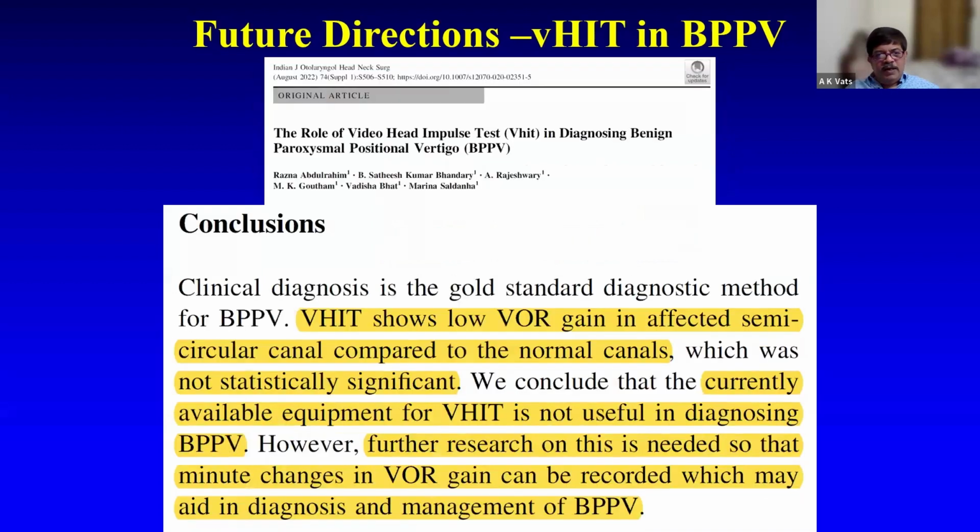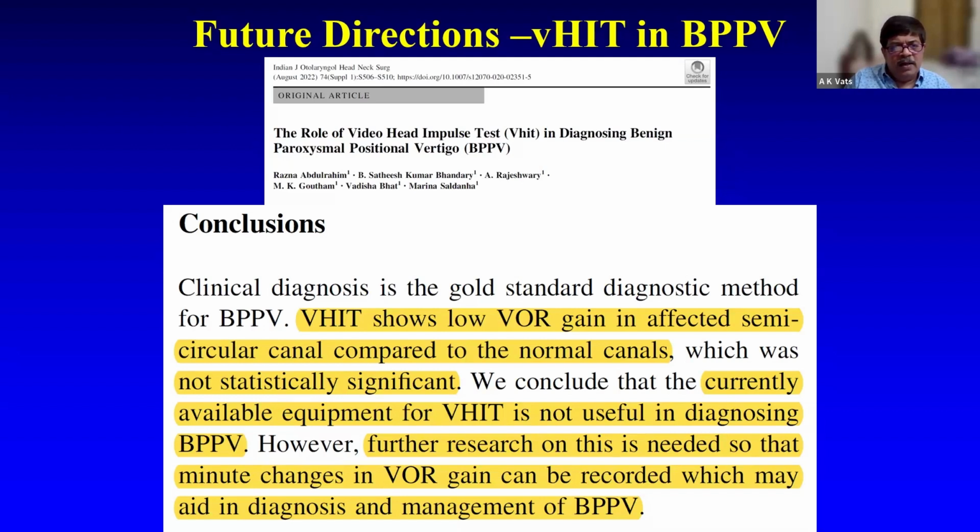However, our own Indian study from South India, Bangalore, by Razana Abdul Rahim, says that V-HIT shows low VOR gain in affected semicircular canals compared to the normal canals, and it is not statistically significant. We conclude that currently available equipment for V-HIT, remember they did V-HIT on Otometrics from Denmark, is not useful in diagnosing BPPV. However, further research on this is needed so that minute changes in VOR gain can be recorded, which may aid in the diagnosis and management of BPPV.